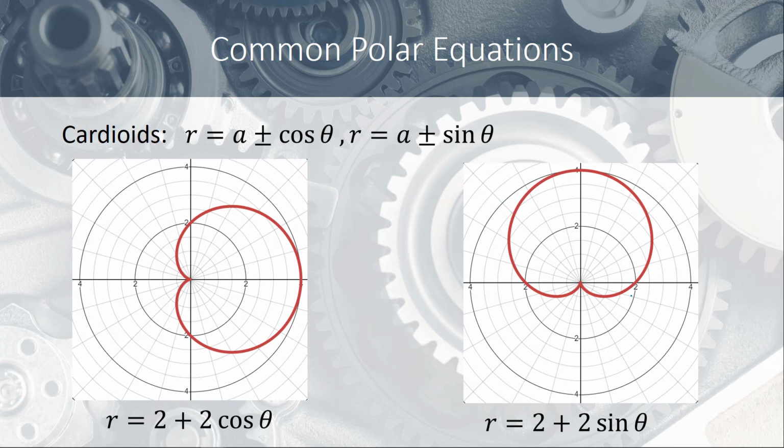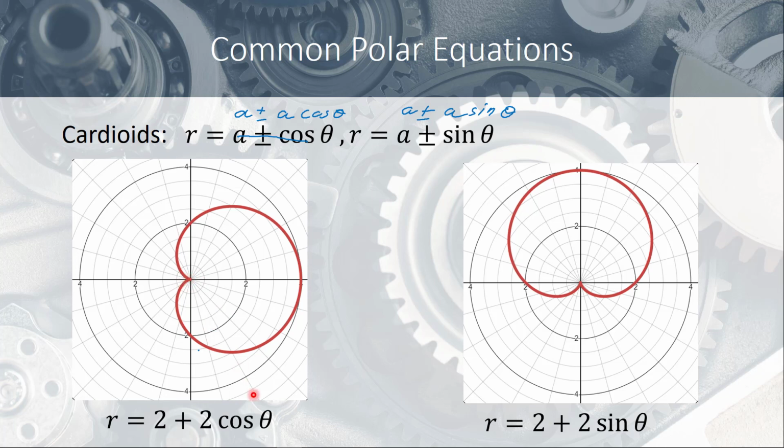The next polar equation is called a cardioid, and this is the one that I forgot to update. This should be a plus or minus a cosine theta, and this should be a plus or minus a sine theta. Notice that when we are dealing with cosine of theta, the cardioid goes along the x-axis, and when we're dealing with sine theta, the cardioid goes along the y-axis. Furthermore, when a is positive, we have a null when theta is equal to 180 degrees.